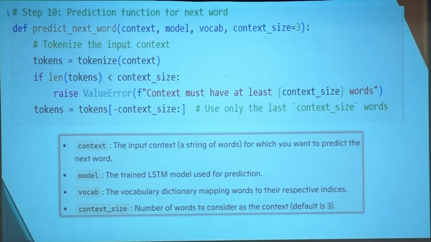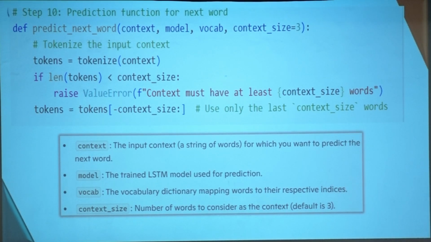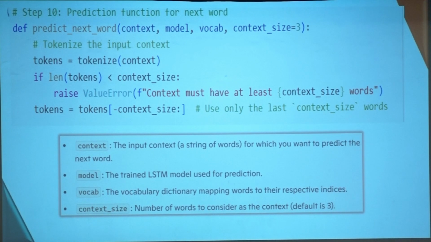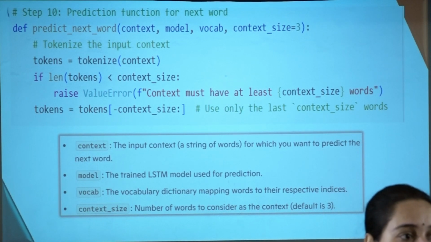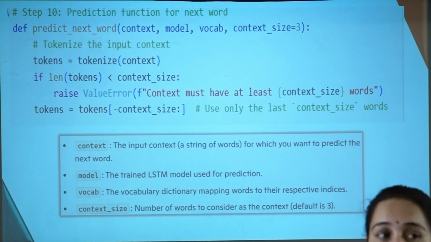What are the parameters? How many parameters, guys? 4. What are they? Context, model, vocab, and context size equal to 3 by default. So what is this context? Context is the sentence that I will be typing. As a user, I can type n number of words in my sentence. That is going to be my context. But out of that context, how much is my model supposed to take? That is defined by context size. So context is what the user is giving, and context size is how much the model should take out of it. Apply it to the model that we have just built, the LSTM model.